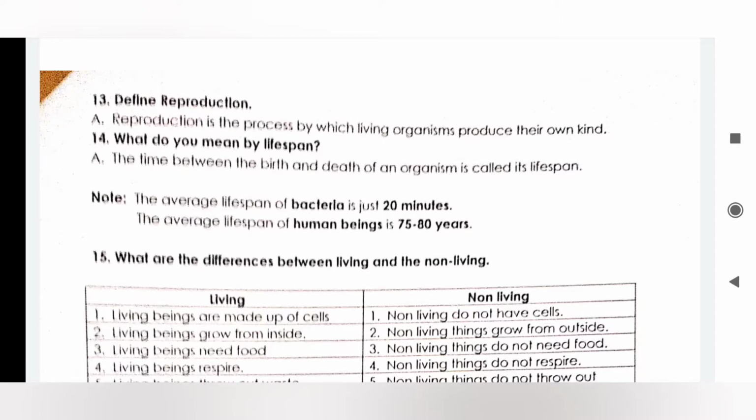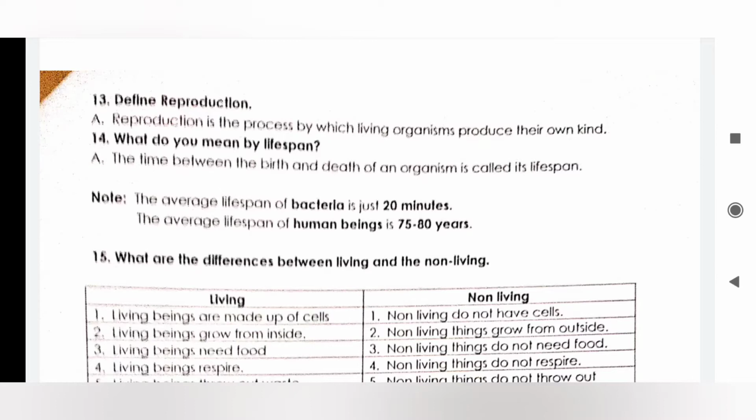Next one, what do you mean by lifespan? The time between the birth and death of an organism is called its lifespan. For example, the lifespan of a crow is short, whereas the lifespan of a parrot is considerably long. So, the time in between the birth of an organism and the death of it is known as lifespan.